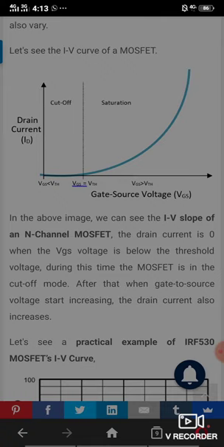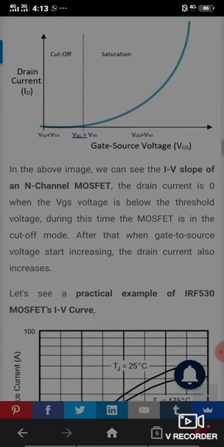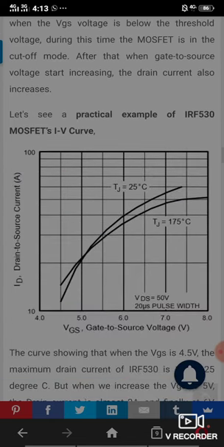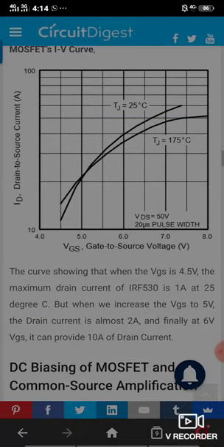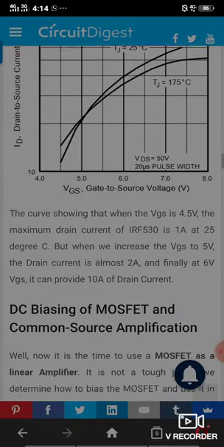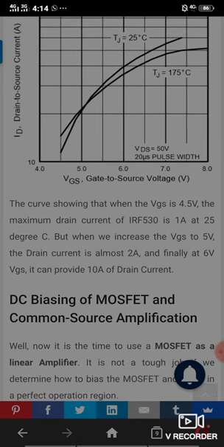After that, when the gate to source voltage starts increasing, the drain current also increases. The relation of ID and VGS is directly proportional to each other. The drain current is 1 ampere at a lower voltage, but when we increase the VGS to 5 volts, the drain current is almost 2 amperes, and finally at 6 volts it provides 10 amperes of drain current.